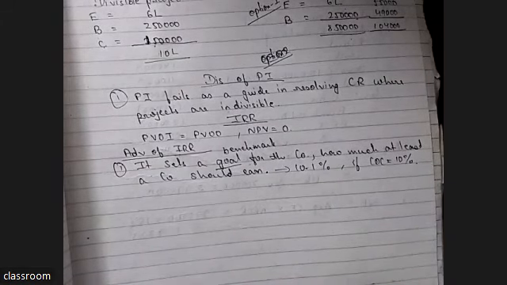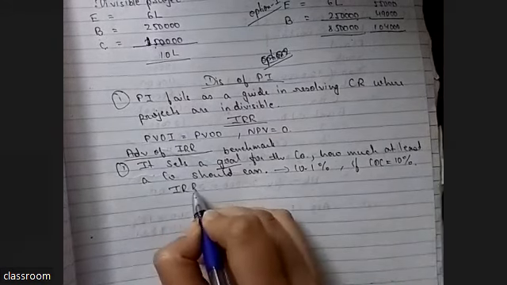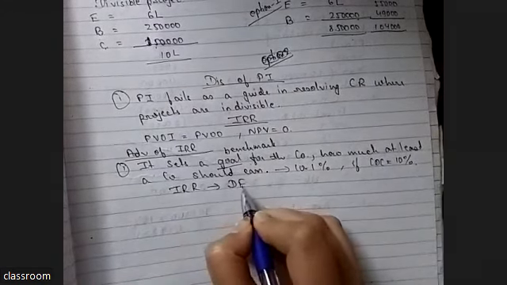And how will you calculate that IRR? Where NPV is 0, because we are not taking NPV into consideration. So NPV should be 0. Now, if inflow is equal to outflow, that point is called IRR. Actually, IRR is a DF, a discounting factor.